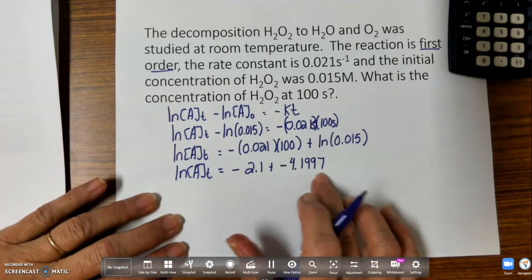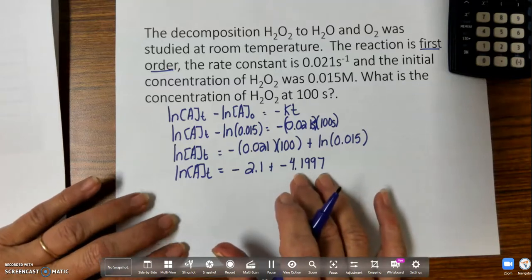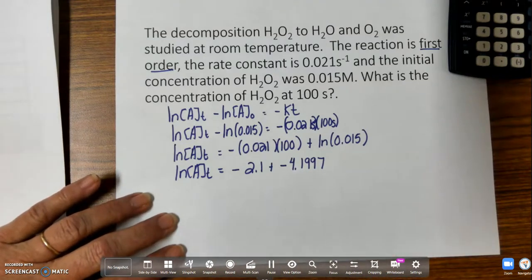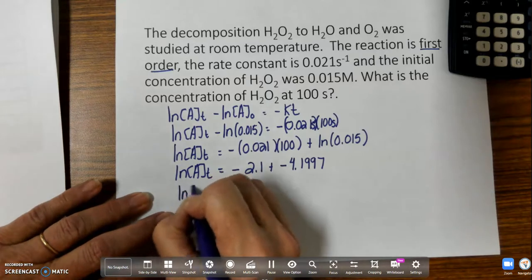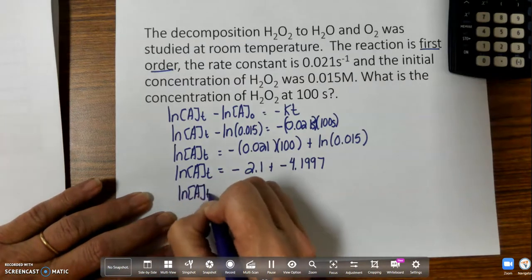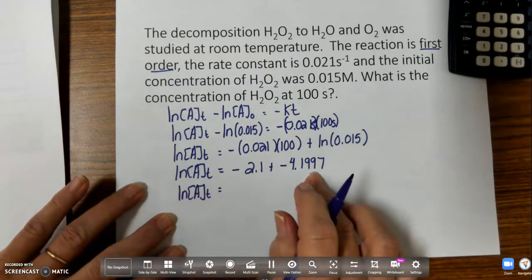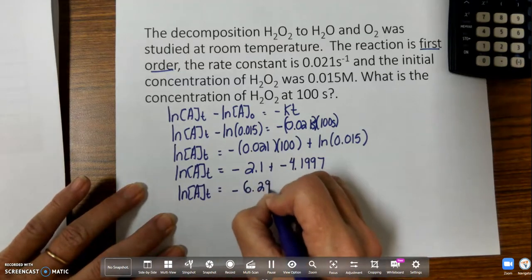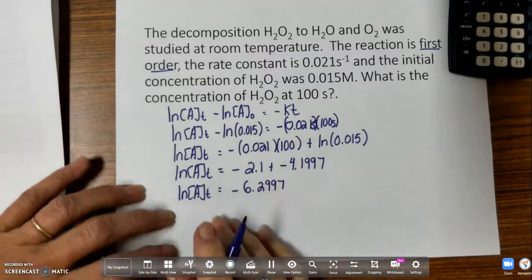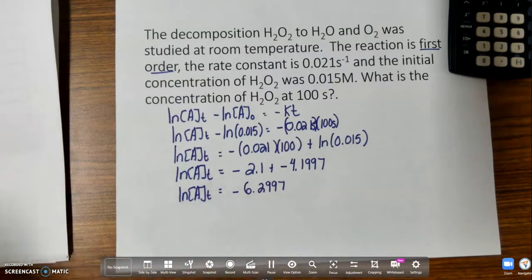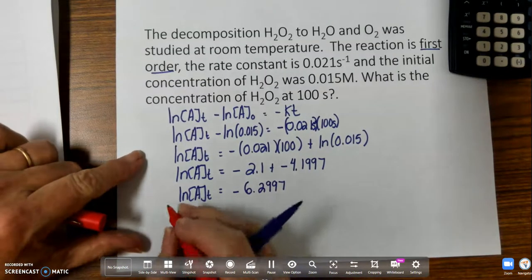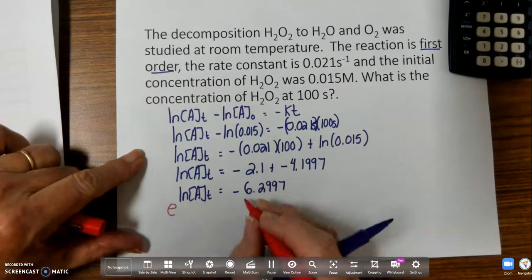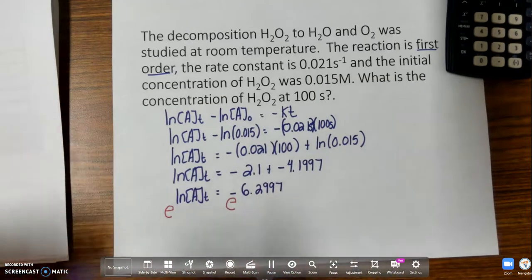I'm going to leave it to about 4 past the decimal point here because we don't want to round too much. You'll see these numbers get so small that what ends up happening is that you lose a lot of value in your answer. All right, so I'm going to add these two numbers up. I get negative 6.2997.